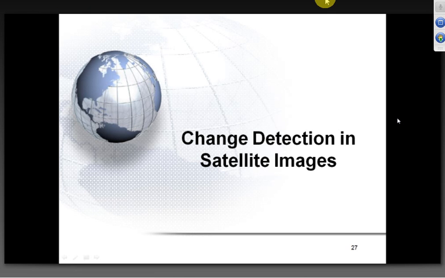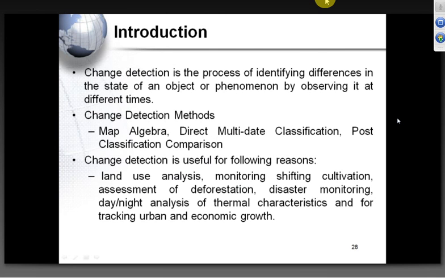Now we discussed what is remote sensing and what are the attributes, what is the principle and why we do it. Now next is the change detection in satellite images. So basically it is important to understand what is change detection. Change detection is the process of identifying the various changes of a particular object or a place or a phenomenon by observing it at different times.